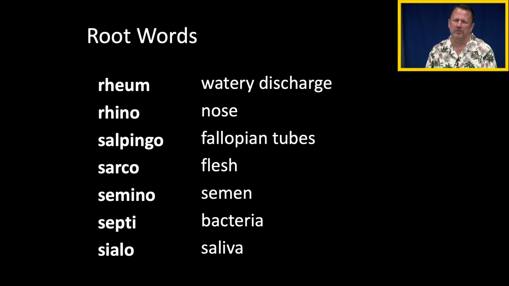Sialo has to do with saliva. Sometimes people will get stones in their parotid glands, causing them to swell up. And if we want to see that stone, if we're not able to deal with that stone, we can do a sialogram to put a little dye in the back of the mouth and run that up to the parotid to see if there's a stone blocking it.